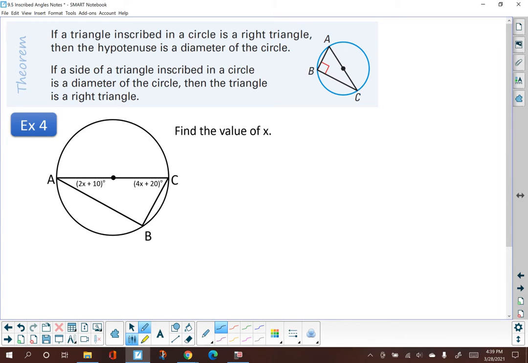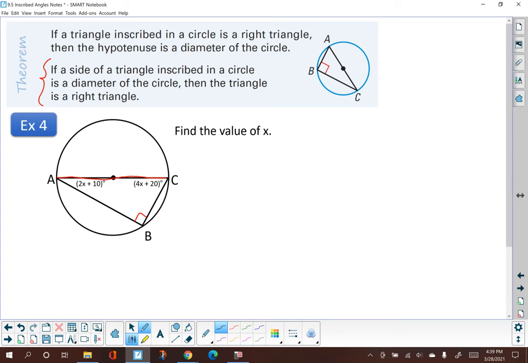And then this kind of works the other way as well. If you have an inscribed triangle, and if one of the sides is a diameter, then you know that it has to be a right angle. So we have sort of the second case of this theorem in example 4. In example 4, you can see that AC is a diameter of the circle, and we've got a triangle that is inscribed in the circle. And because that side is the diameter, we know that this is a 90-degree angle.